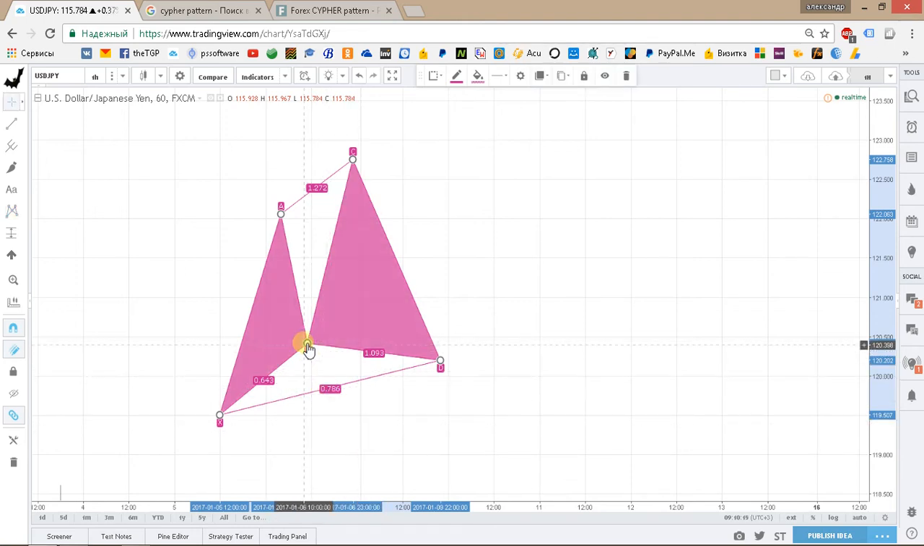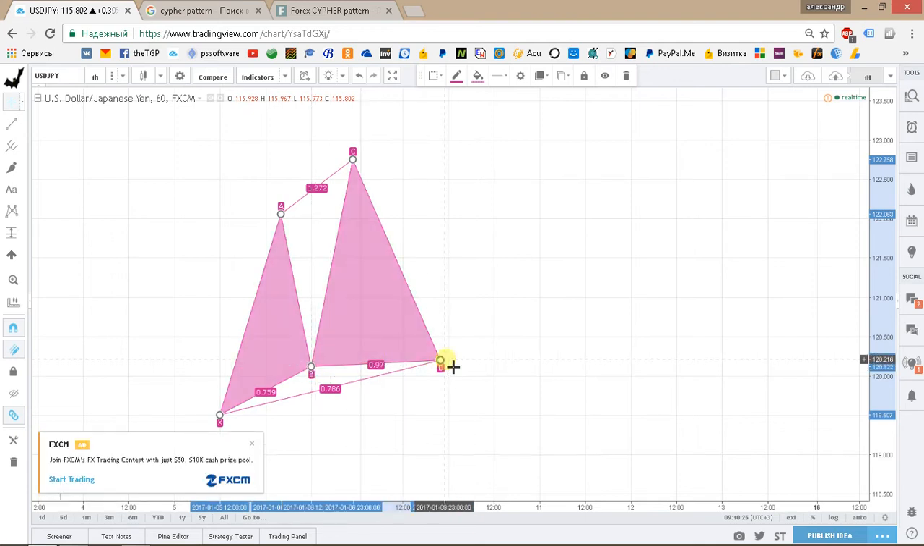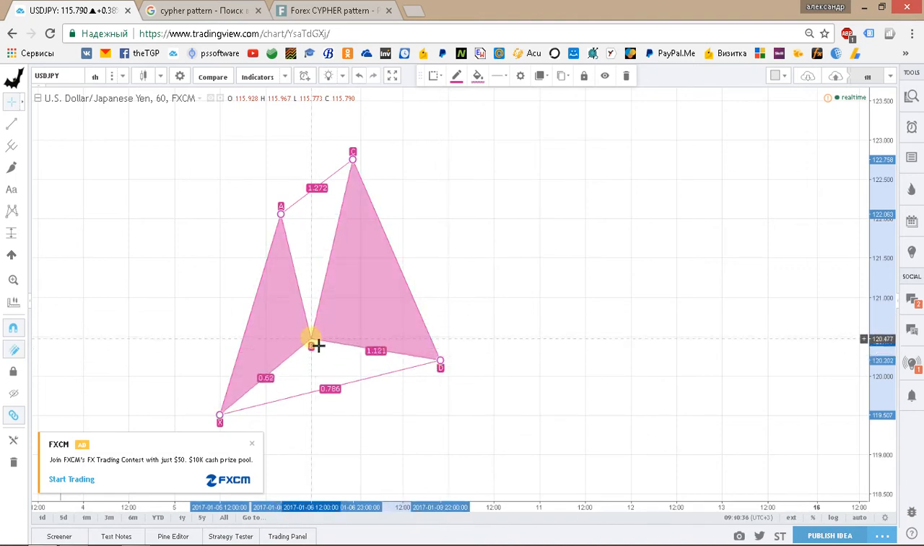But when the B point is very deep, something like this, so this is invalid cipher pattern because the B point is very deep. The wick of the B point, it should be 1 pip higher than D point. Okay, and the same with the C point. Let me place the B point here.